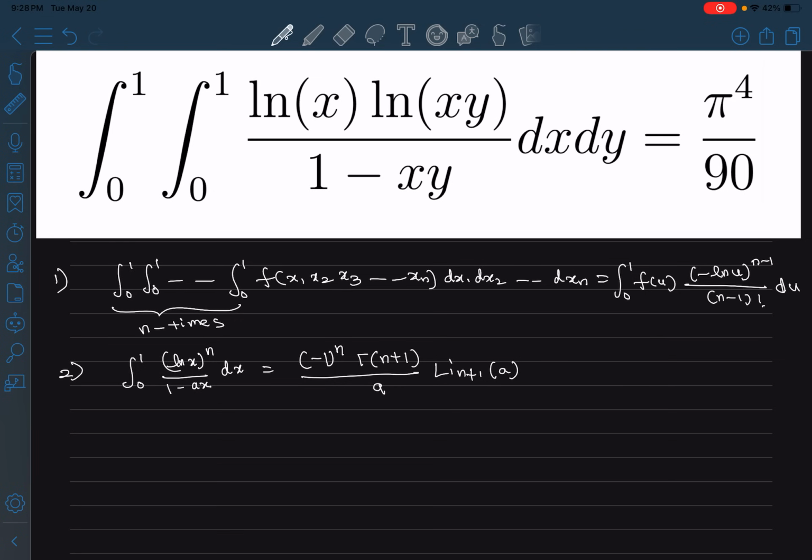Notice the interconnection, because here there's this ln x, and in the answer there's also ln u. So you can see they're interconnected. Let's see how to do this integral.